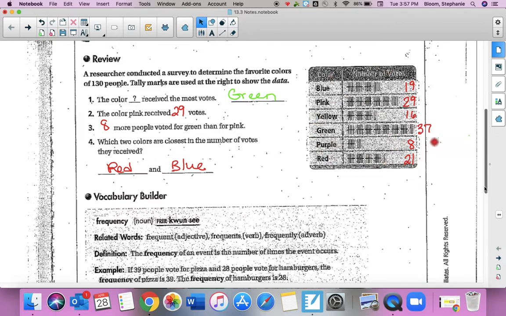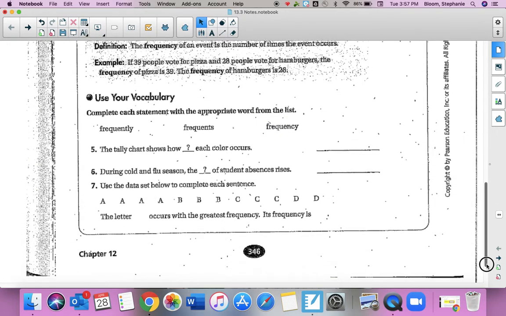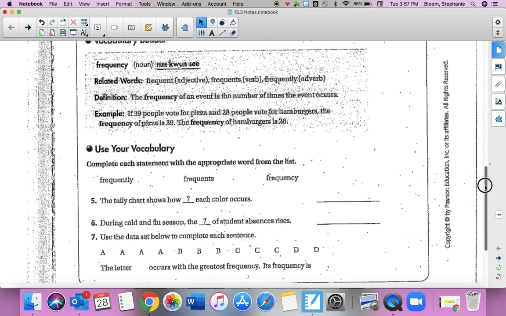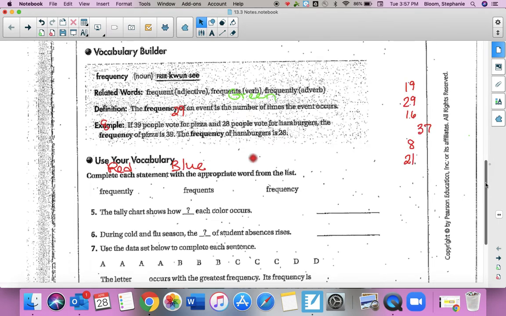So again, we're going to be using charts like this for our frequency charts. And we're just going to look at this so we understand what frequency is. Frequency is the number of times that the event occurs. So if you look at this example right here, if 39 people vote for pizza and 28 people vote for hamburgers, the frequency of pizza is 39. The frequency of hamburgers is 28. So frequency is the number of times that event occurs, or the number of times it was voted on.